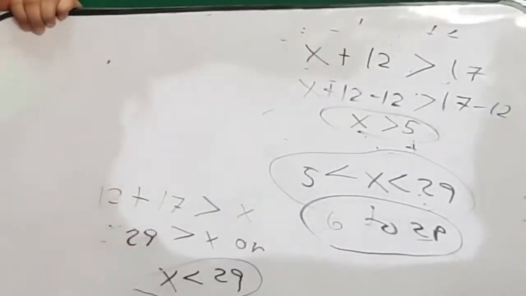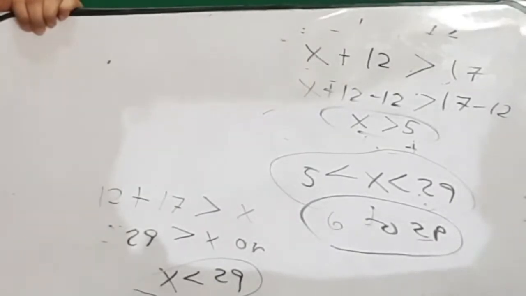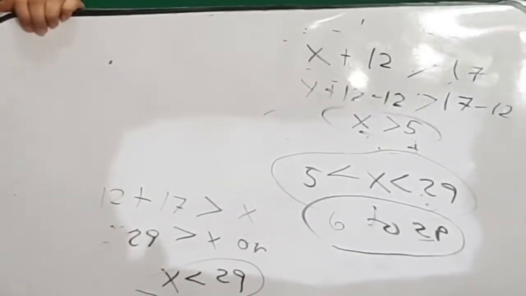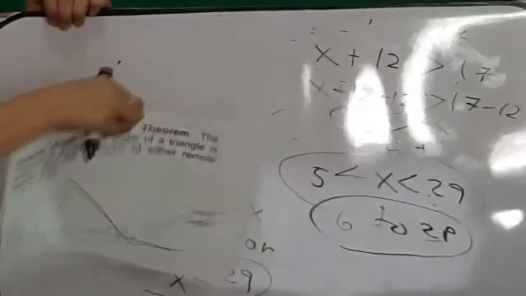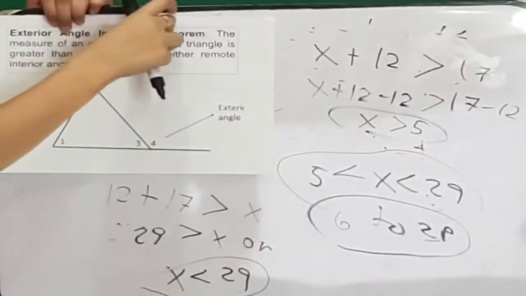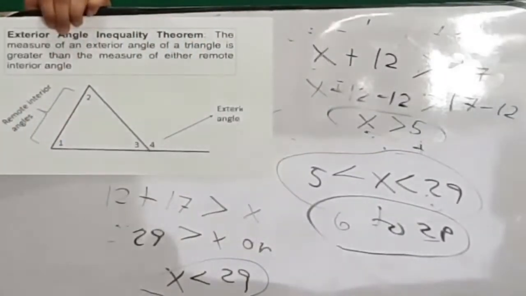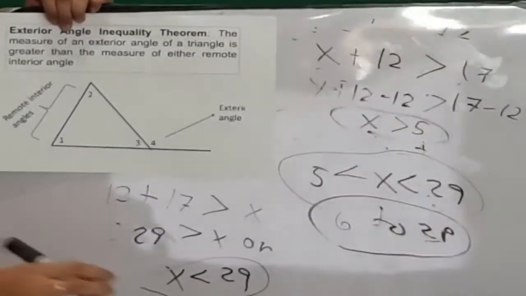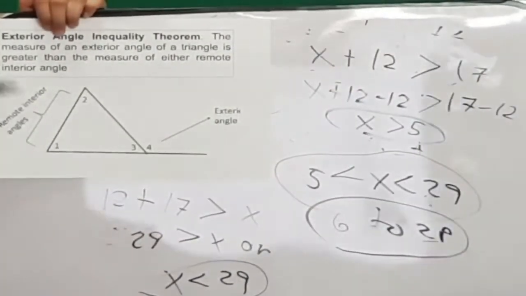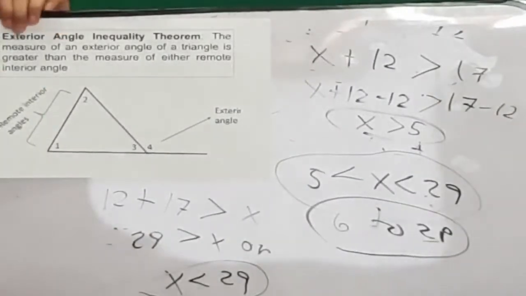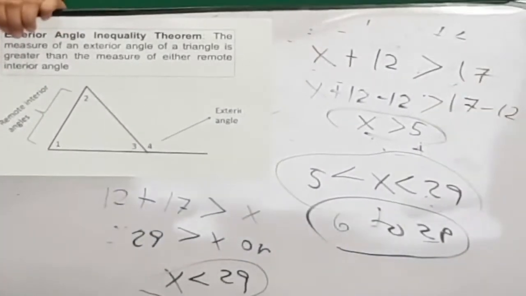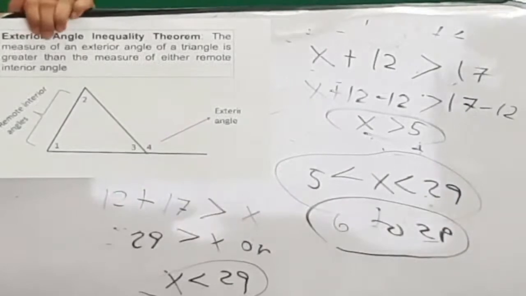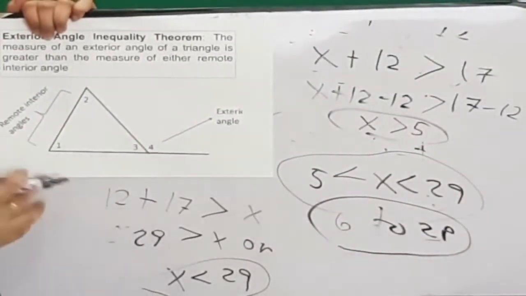Now, let us proceed to our next theorem, the exterior angle inequality theorem. Ma'am LV, what is the exterior angle inequality theorem? Exterior angle inequality theorem states that the measure of an exterior angle of a triangle is greater than the measure of either remote interior angle. We already discussed it last episode.